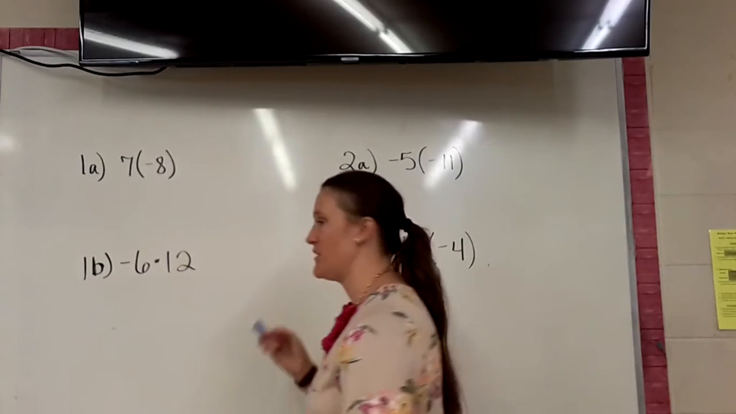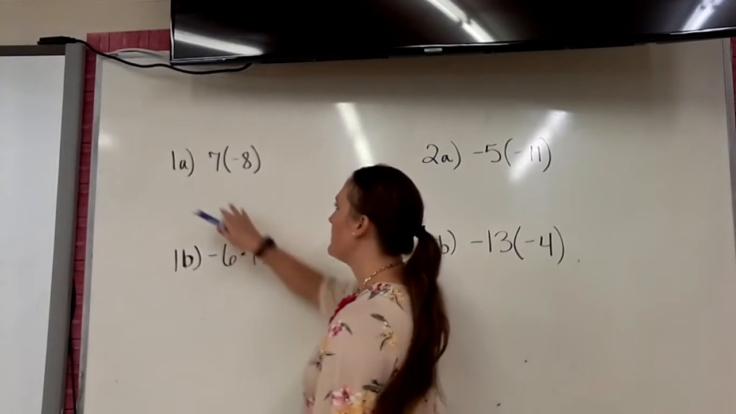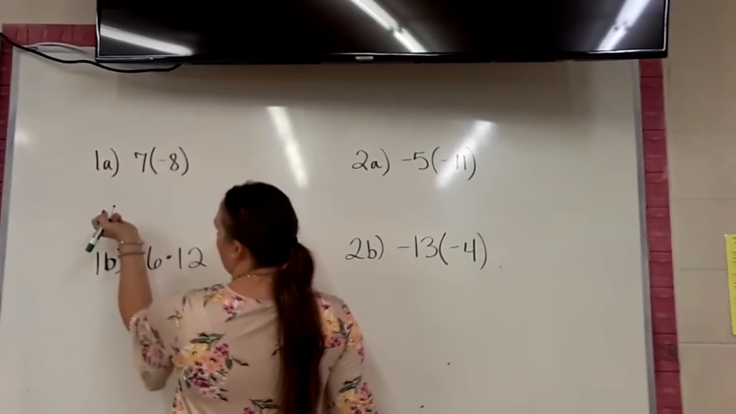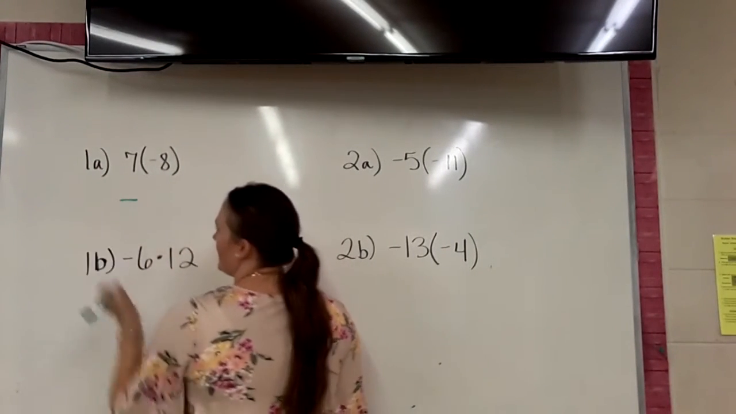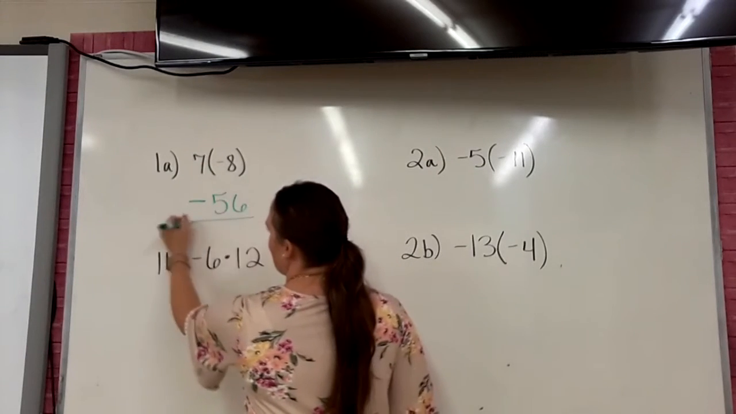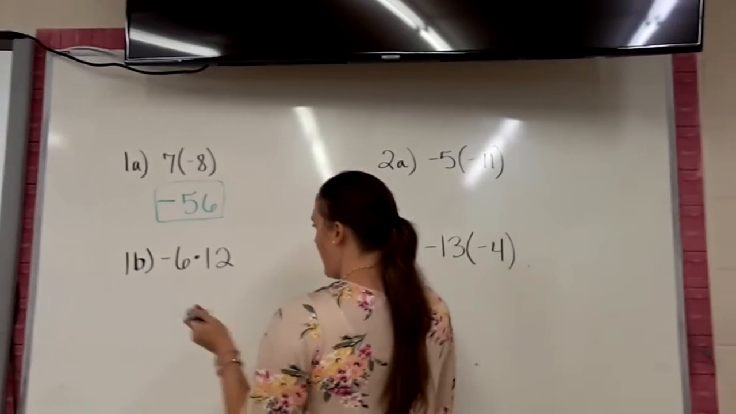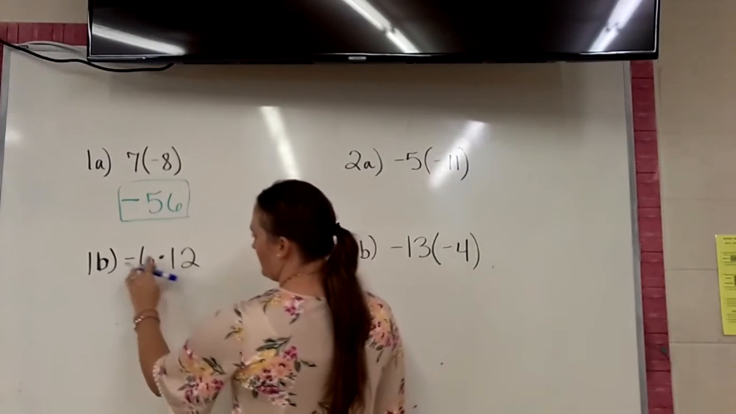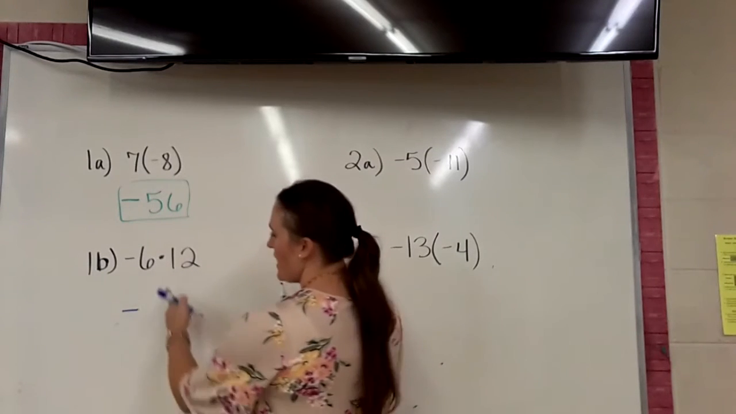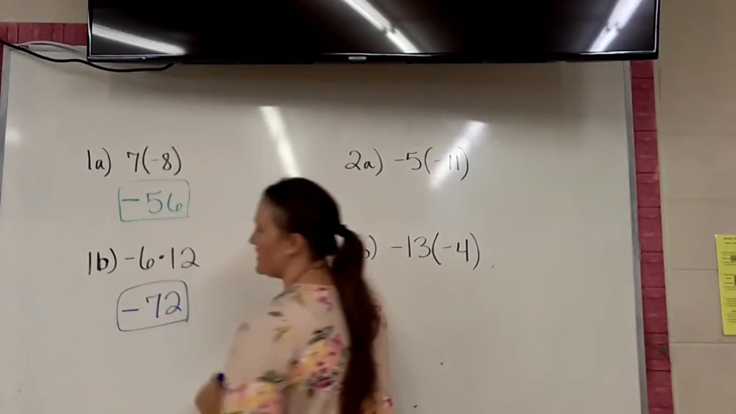Alright, so looking back at those examples from the problems from example 1, we have 7 times negative 8. So we have a positive and a negative. Since they're different, it means we'll have a negative in our answer. And then 7 times 8 is 56. So we get negative 56 on that first one. Okay? On the second one, again, I have a negative times a positive. They're different, so I'm going to get a negative because they're not the same. 6 times 12, 72. So negative 72.